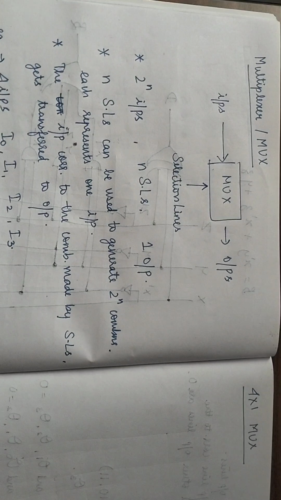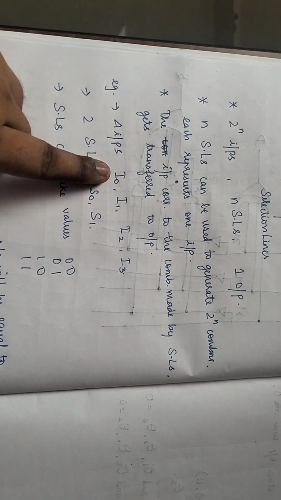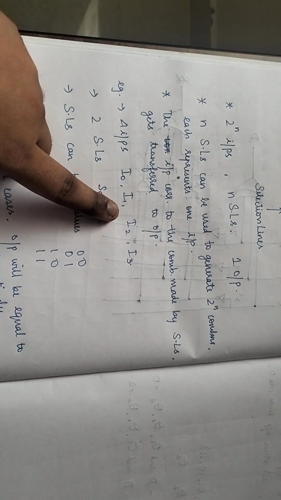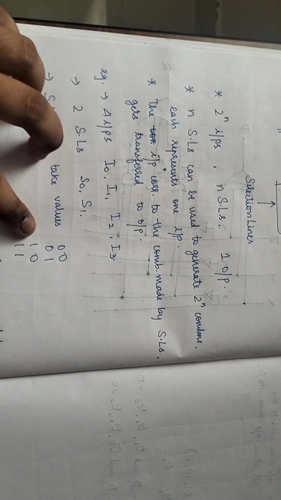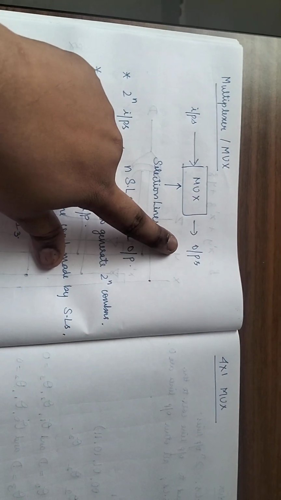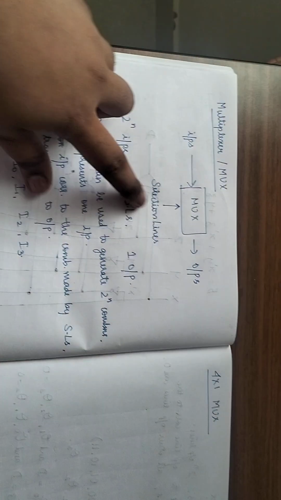What are the combinations of values my selection lines can take? They can take 00, 01, 10 and 11. And each of these represents one input. Let's say 00 represents I0, 01 represents I1, 10 represents I2 and 11 represents I3. This is an arbitrary assignment which we are making. Now, if my selection lines are in the combination 10, then whatever value I am giving as input I2 is what will get reflected in my output. If they are in the combination 00, then whatever value I am giving for I0 is what is going to be reflected in my output, and so on and so forth.